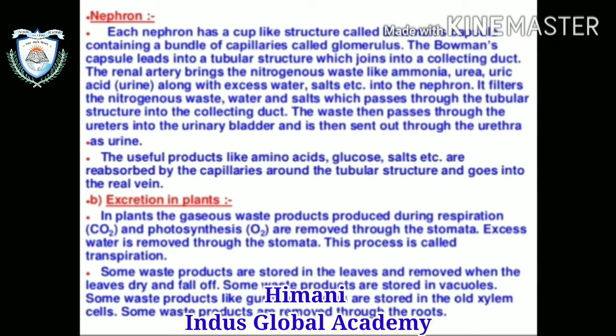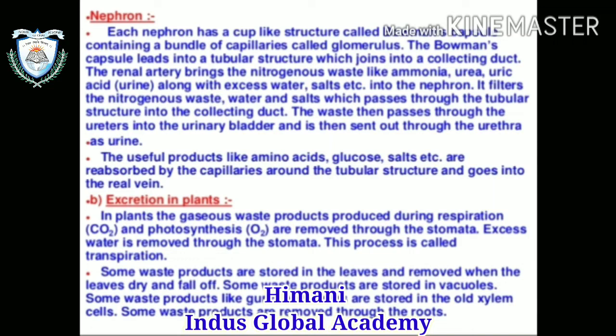Now, excretion in the plant. In plants, different types of excretion occur. Gaseous waste like carbon dioxide and oxygen are removed through the stomata. These are tiny pores. Excess water is also removed through the stomata. This is known as transpiration.